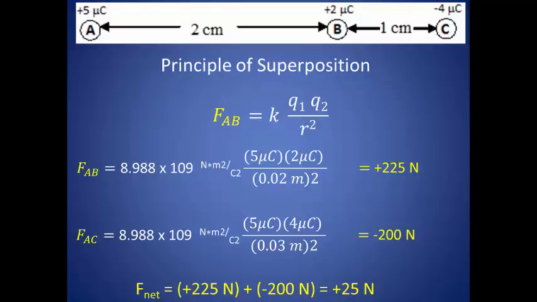The net force acting on particle A will be the sum of those two forces, and since they are in a straight line, we simply add them together. So the net force acting on particle A is 25 newtons to the left.